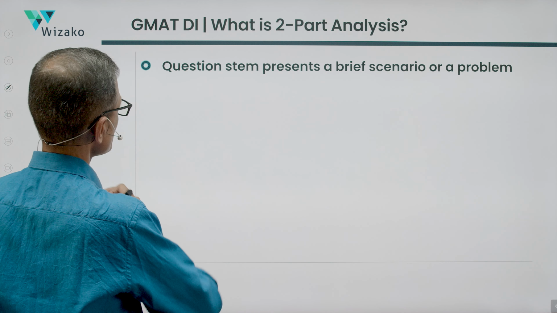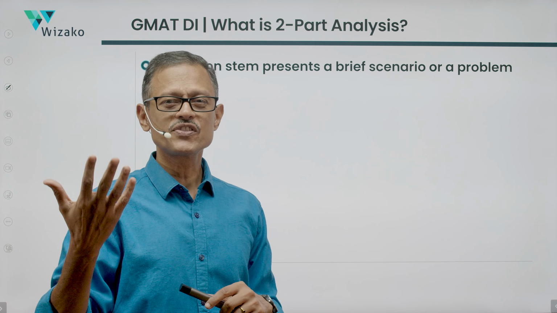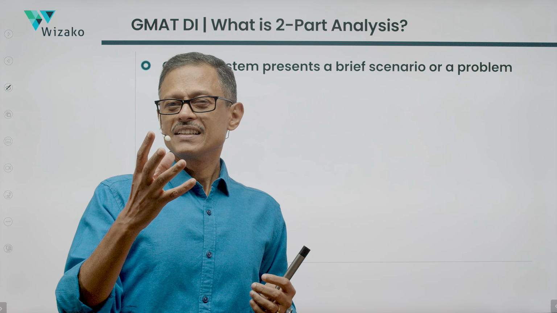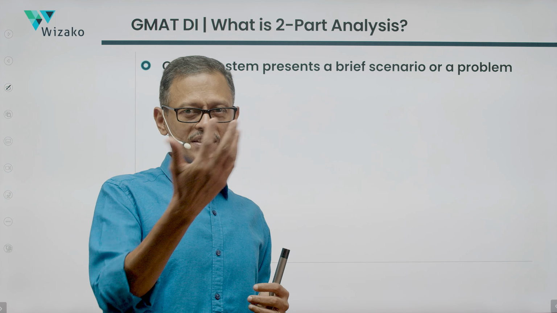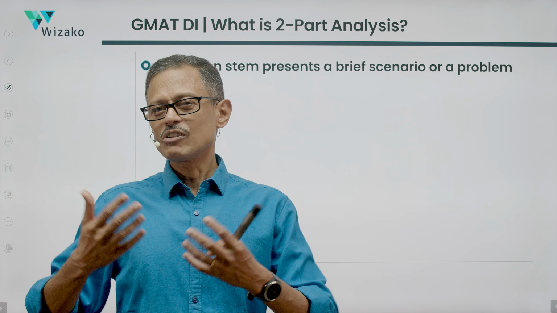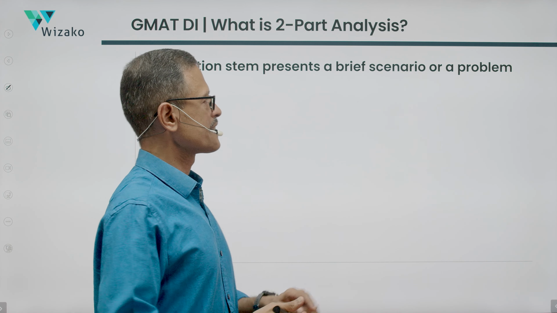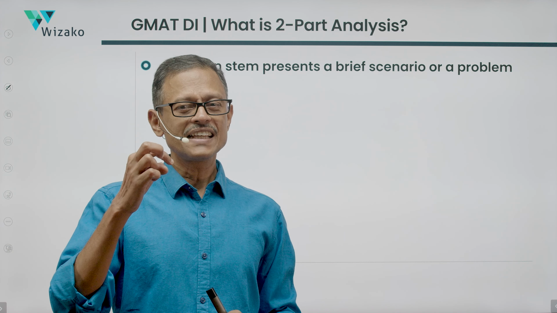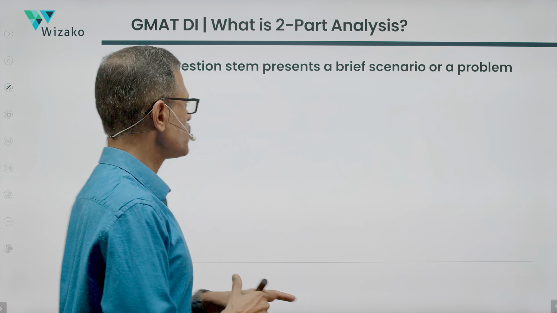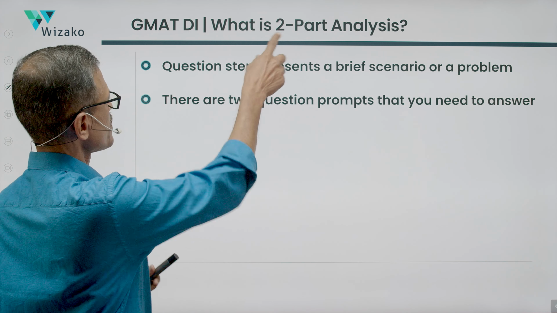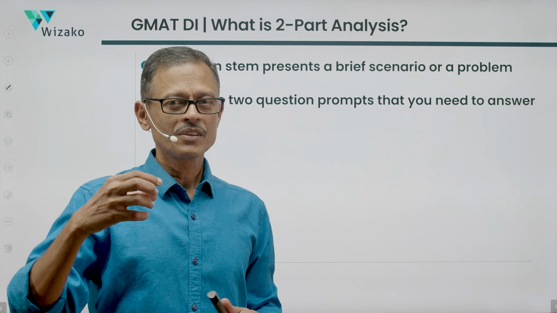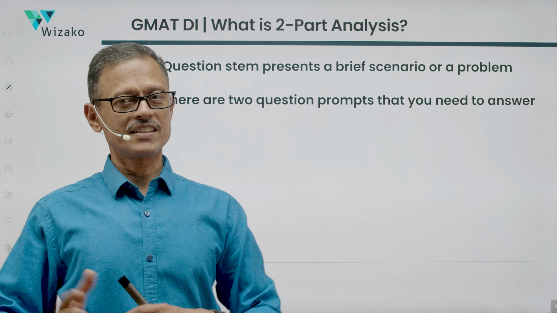A two-part analysis question presents you with a brief scenario or a problem. It could be a quant question. It could have a verbal flavor. We'll look at one such thing. It could even have a logical reasoning flavor. It presents you with a brief scenario or a problem, followed by two question prompts, which is why this is called a two-part analysis. So for each of these questions, you'll have to find answers to two questions.